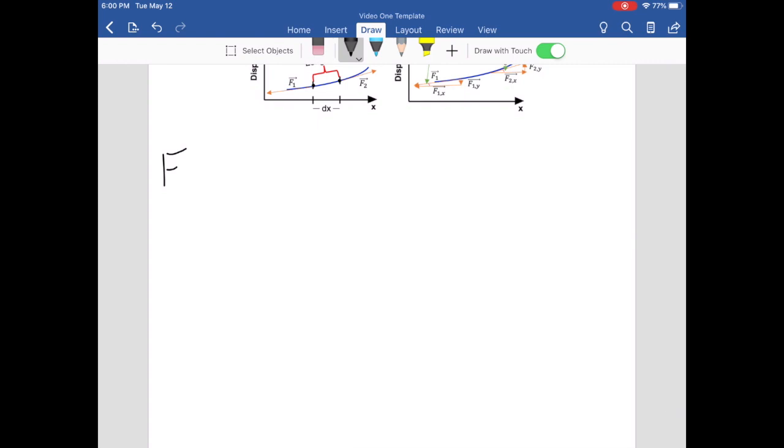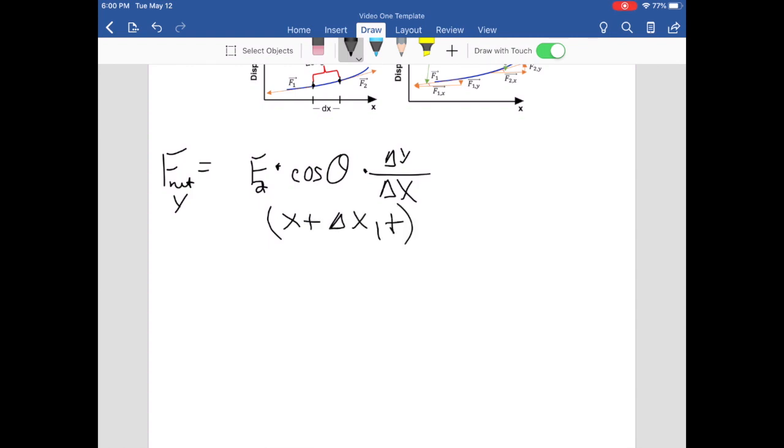So then we'll go ahead and write F net y is equal to F2 times cosine of theta times delta y over delta x, and then I'll write it under just to save time, even though this should be written adjacent, minus F1 cosine of theta delta y over delta x, x and t.